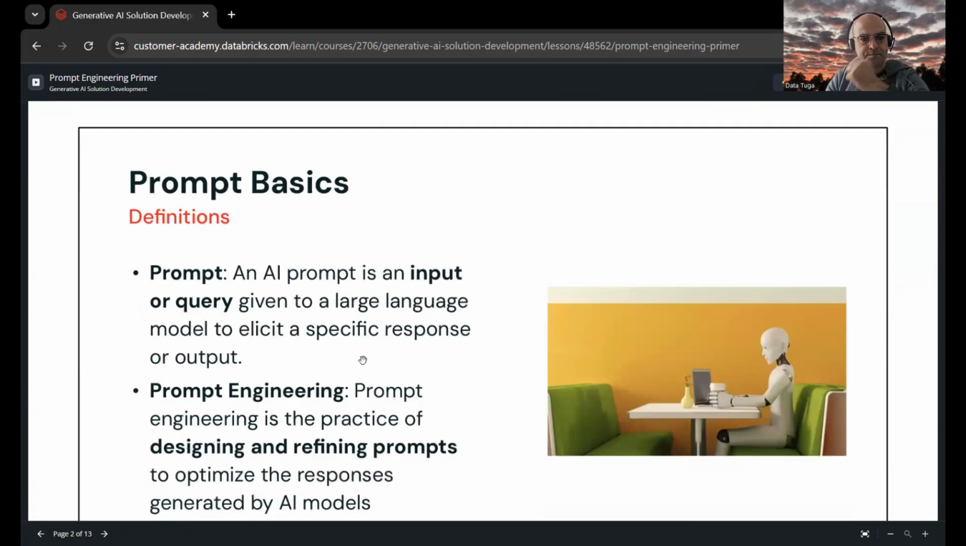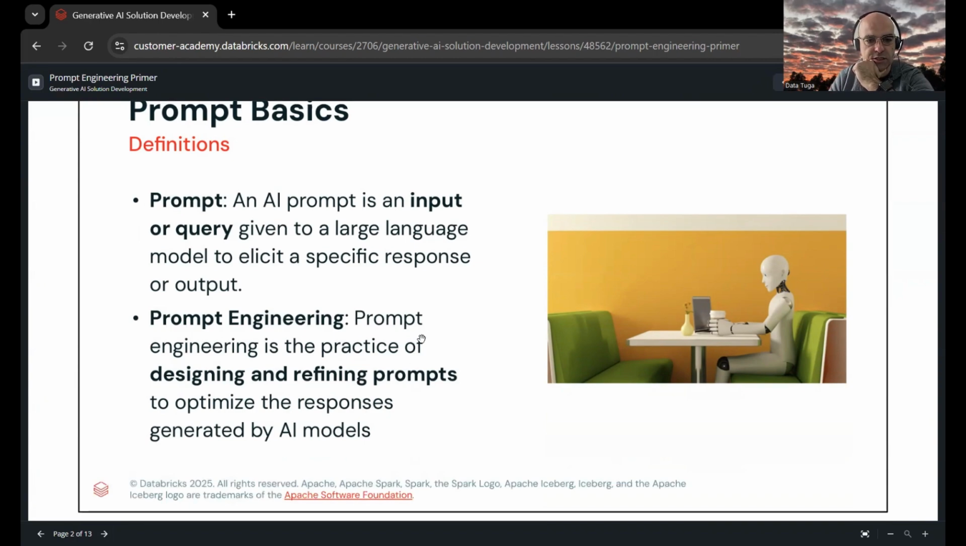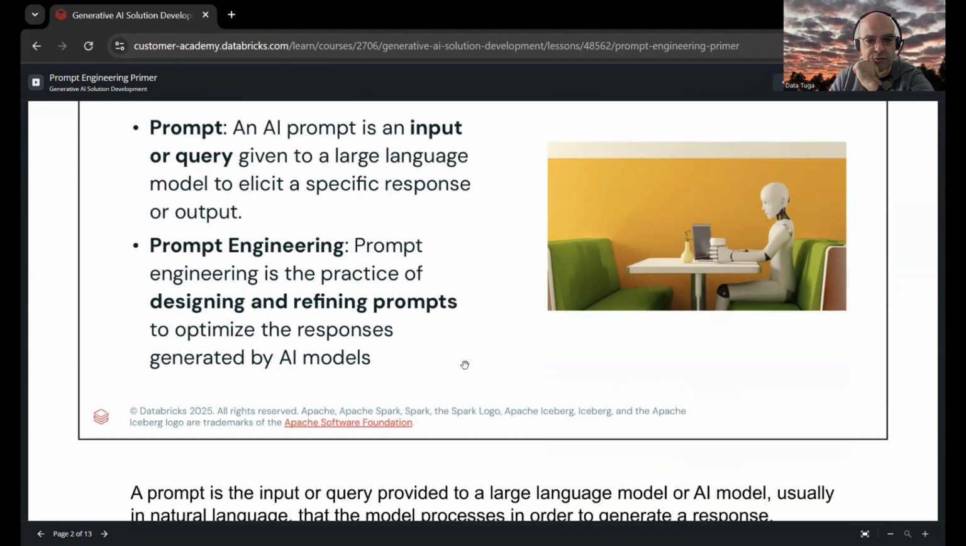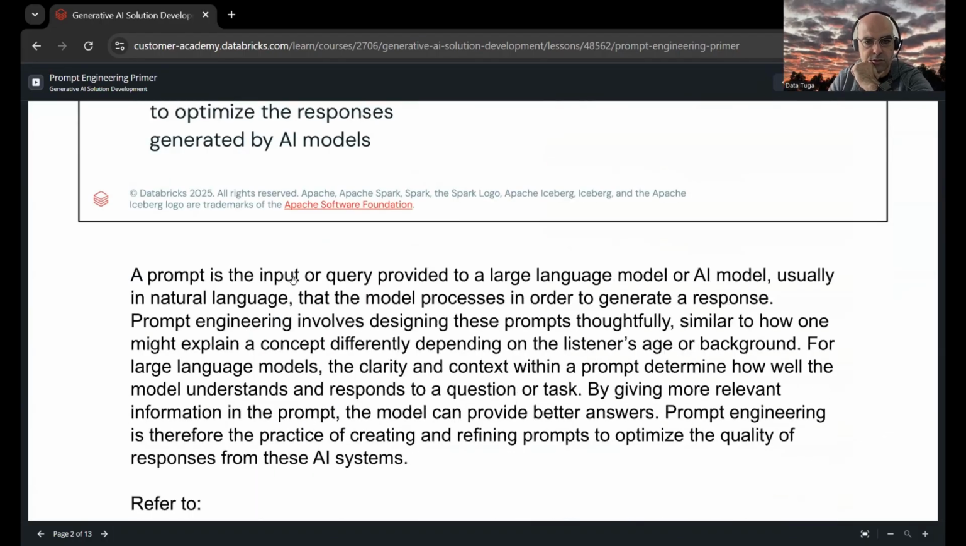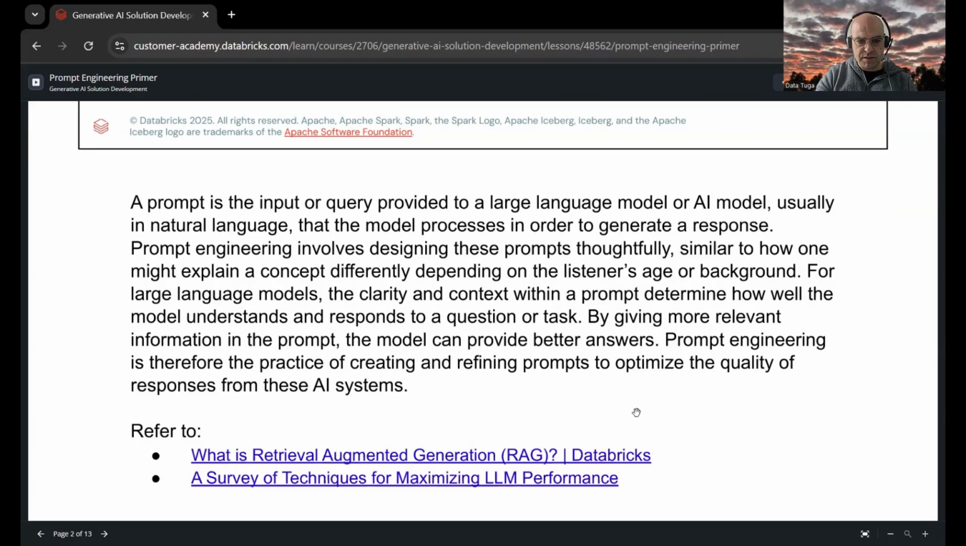Okay, so what is a prompt? A prompt is an input or query given to an LLM. Prompt engineering is the practice of designing and refining the prompts, usually in natural language, in order to generate better model outputs. Prompt engineering involves designing these prompts, similar to how I explain concepts. By giving more context, the model can provide better answers. And then they have some links here.